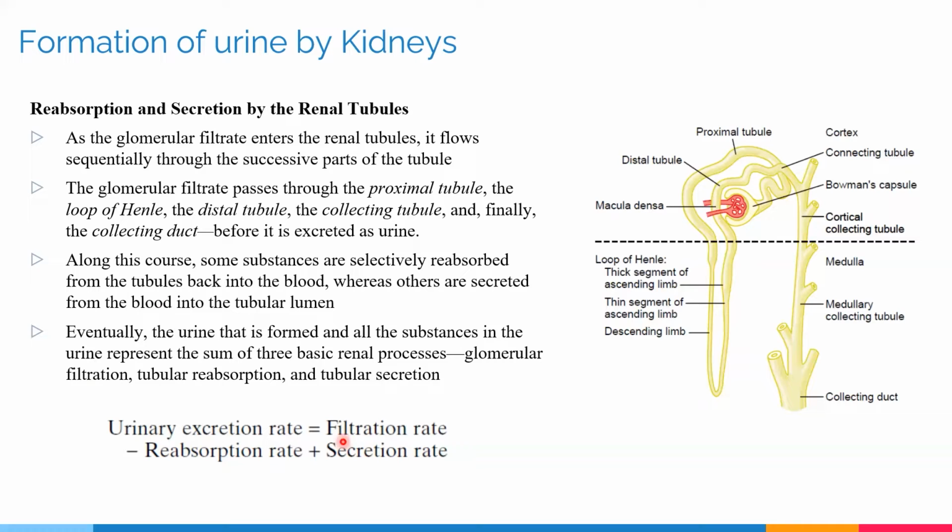This is because the filtration rate and secretion rate of a particular solute will directly determine the amount of the solute present in the urine, whereas reabsorption of the solute back into the blood will prevent its presence in the urine, and thus it has an opposite sign to the other. So this is overall how the process of urine formation occurs.